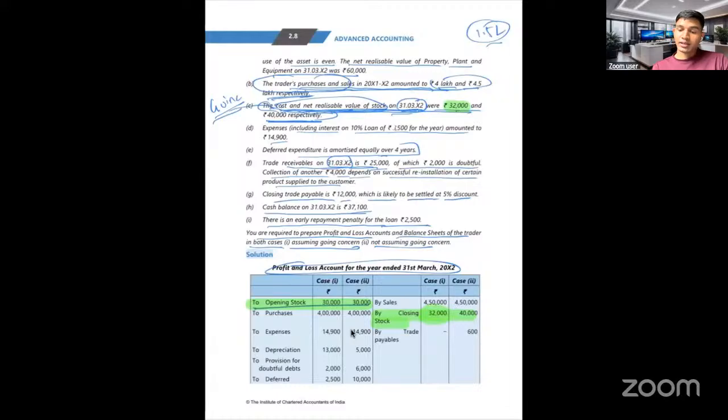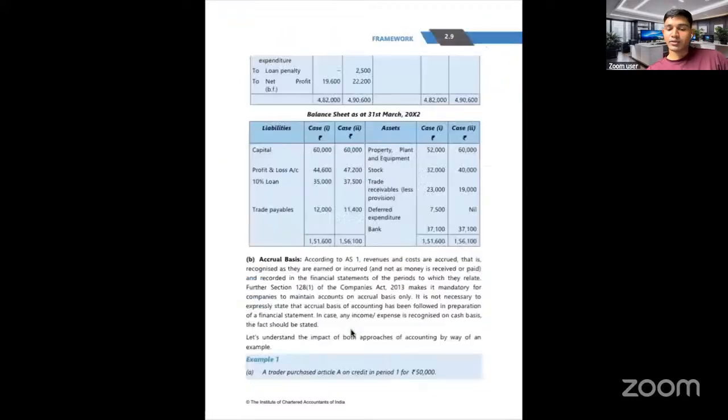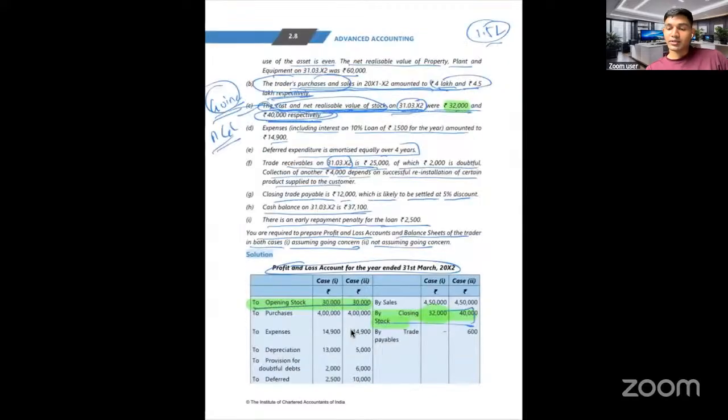If we assume going concern, the lower of cost or net realizable value, that is 32,000, will be the value of closing stock. And if we are not considering the assumption of going concern, then it will be the net realizable value of the asset, and that is 40,000 for closing stock. So this is also clear. Now we'll see the purchases.